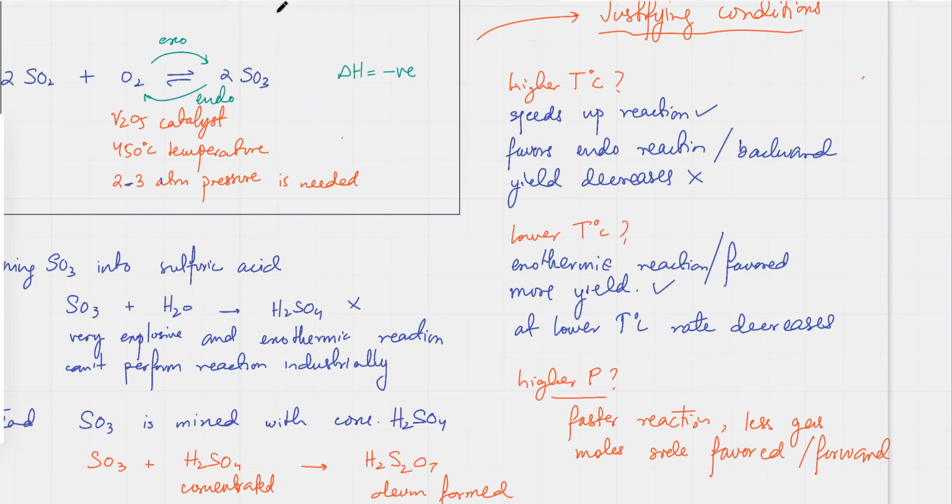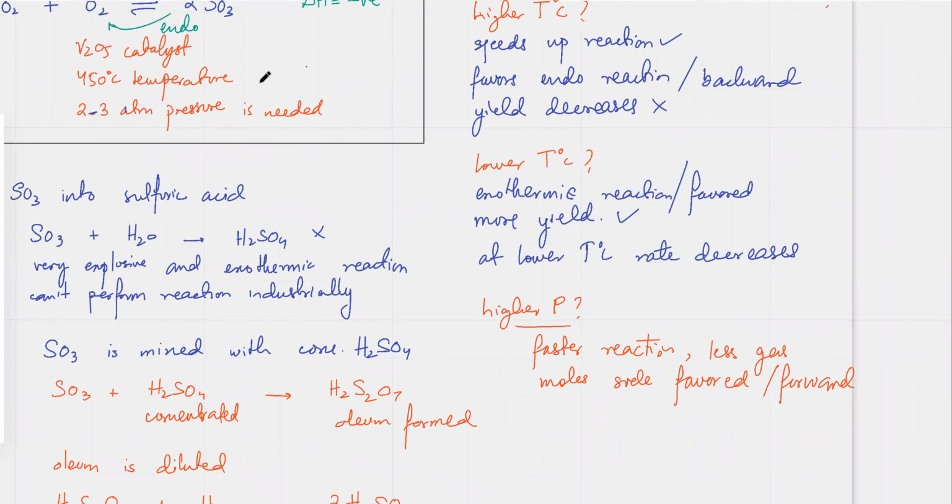And also less gas mole side is favored. This side is the less gas mole side. So more SO3 would be formed. The only problem is that higher pressure is expensive. So higher pressure is going to be very, very expensive.